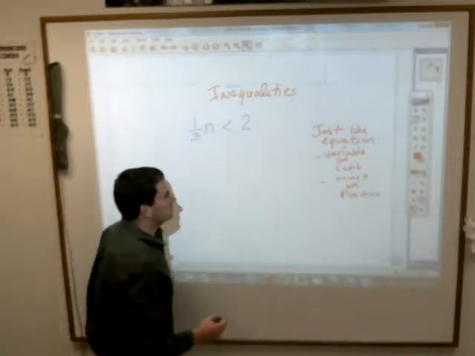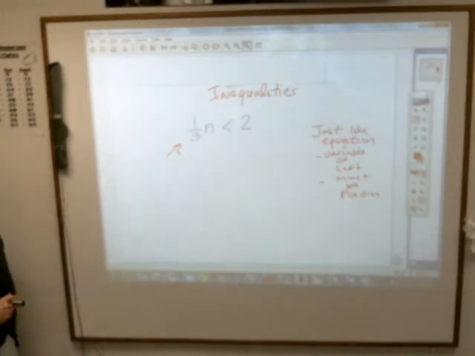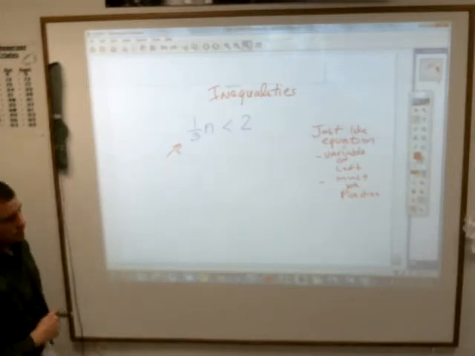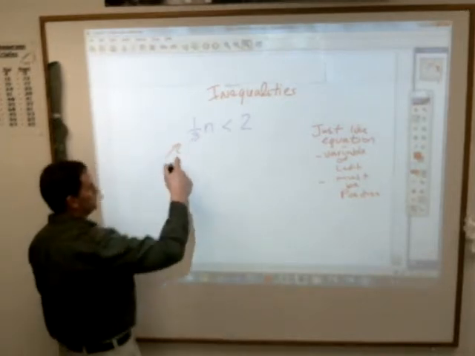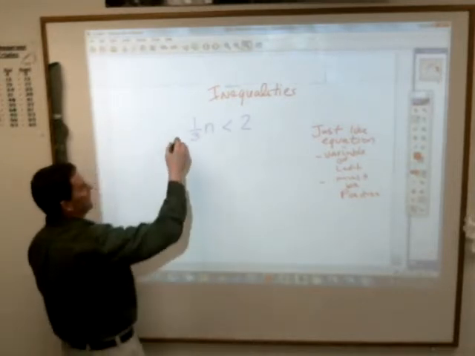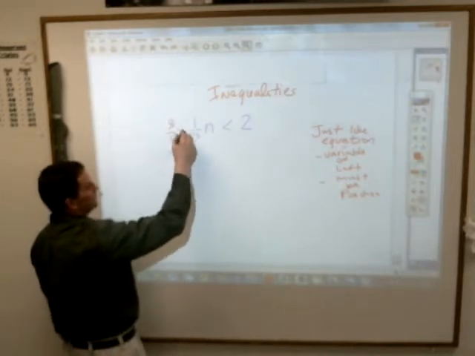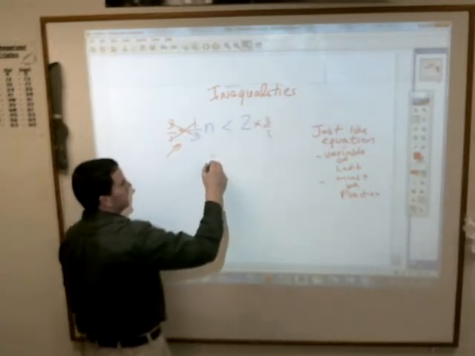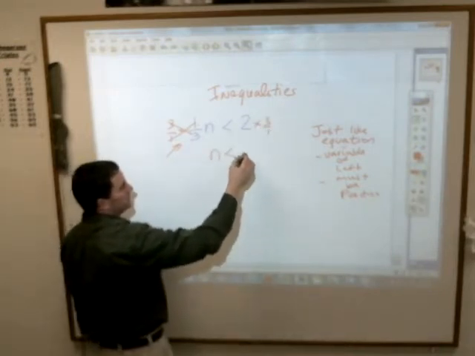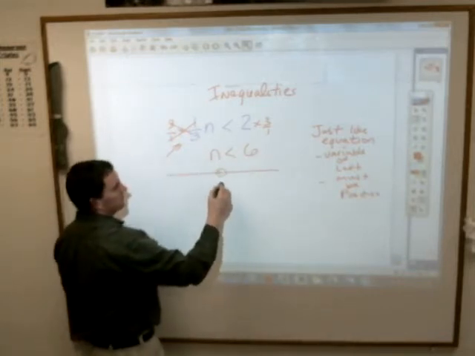So if I asked you, how would you solve this equation there? You would tell me that you need to do what, Kylie? Which is the same as multiplying by, yeah, flip and multiply. Multiply by 3/1, and then n is less than 6. And then you can graph that.